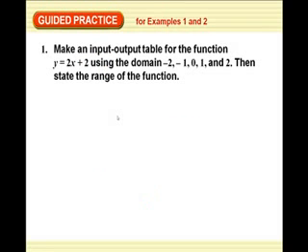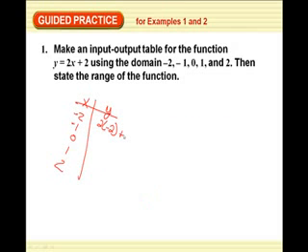Make an input-output table for the function using the domain. Okay, so right away I see an x and a y. So they want me to put in negative 2, negative 1, 0, 1, and 2. So we'll put in negative 2. 2 times negative 2 plus 2. That's negative 4 plus 2 is negative 2.